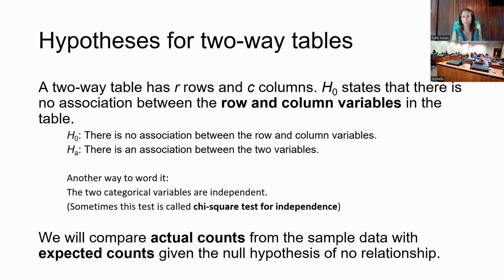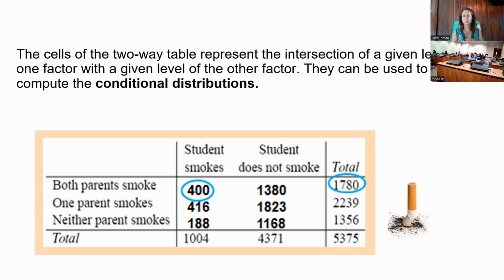So the hypotheses for the two-way tables, a table with R rows and C columns, states that there is no association between the row and column variables in the table, which I think is a kind of wonky way of putting it. I think another way of saying it would be there's no association between the two factors, or to use this example, there's no association between students smoking and whether or not one or both parents smoke. Or the probability that a student smokes is independent of whether or not one or both parents smoke, right?